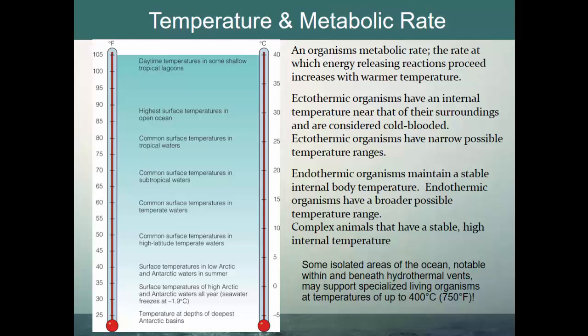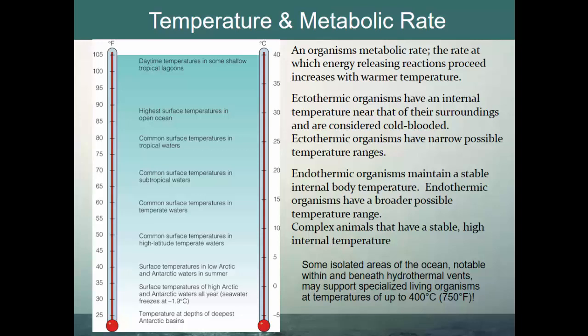Snakes, when it gets very cold, slow down and can't move very fast because they are cold-blooded. They cannot regulate their own temperature. They have to have warm temperatures. Endothermic organisms maintain a stable internal body temperature. Endothermic organisms have a broader possible temperature range because they can adjust for cold or for hot. Complex animals that have a stable, high internal temperature are endothermic organisms, such as ourselves.